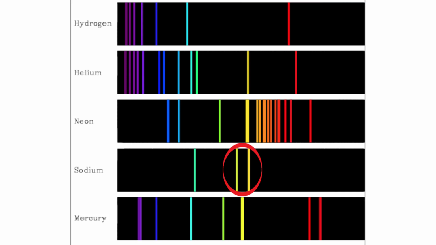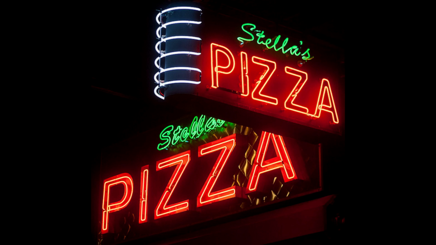You can also see that neon has lots of red lines, which is why neon lights have a red color. The lights that are other than red in this picture must use elements other than neon, because the color given off by each element is always the same, so the neon is always going to be red.